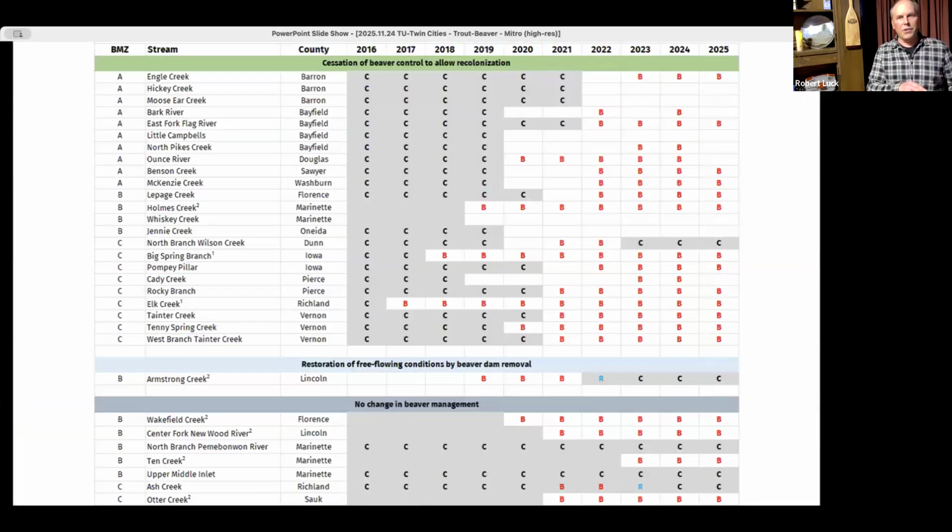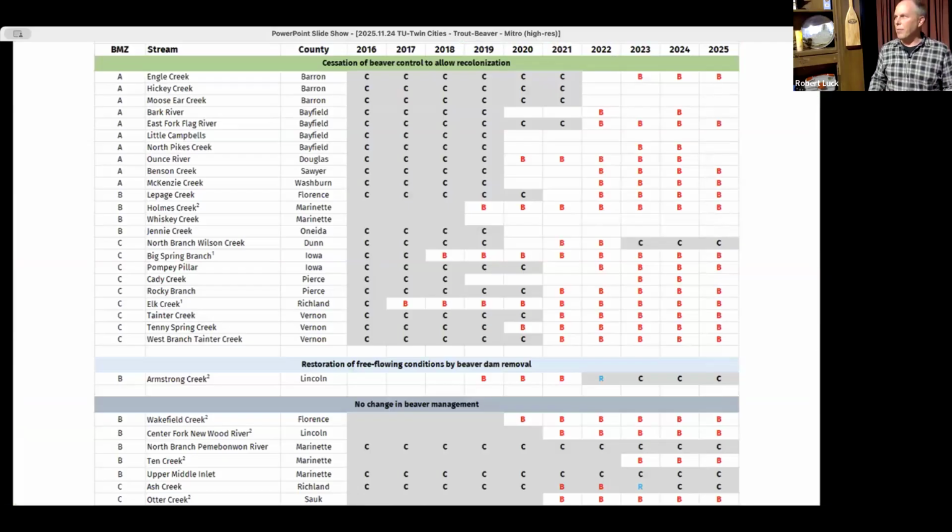I put this table up here just to give you a sense of the temporal aspect of the study. You don't need to be too concerned about the details on there, except that those red letter Bs show beaver dam activity in a given year. And I backdated this back to 2016. The project officially started in 2018.